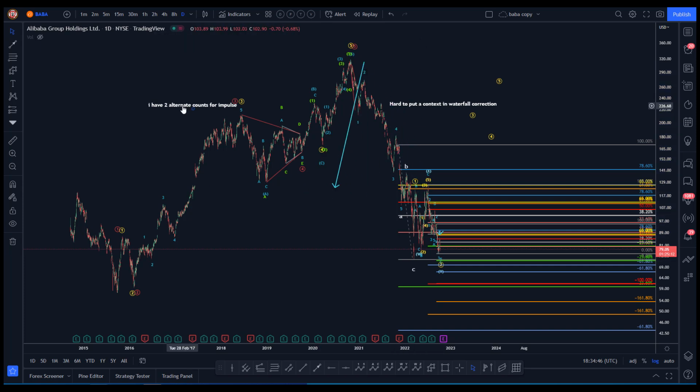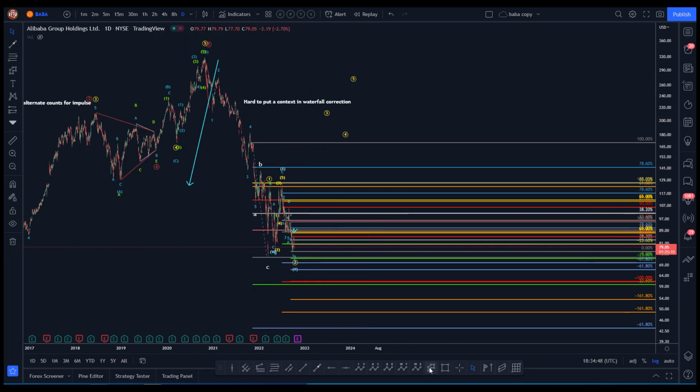Now, keep in mind, you're going to have very high probability in a sequence that severe. You're going to have some that will break, but you have to know what the algo is going to do.